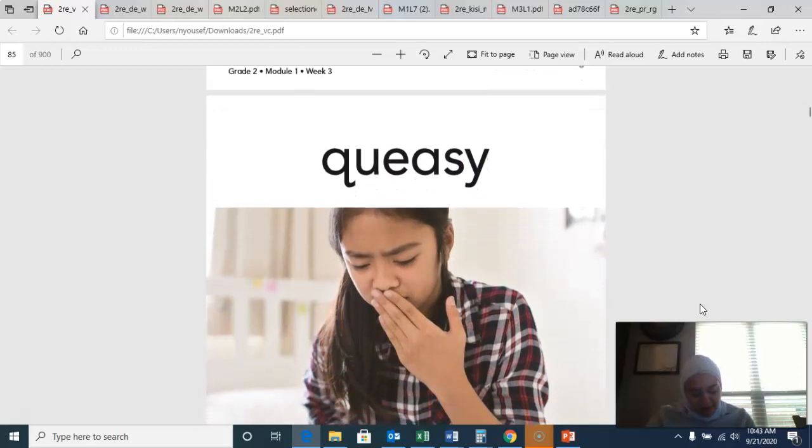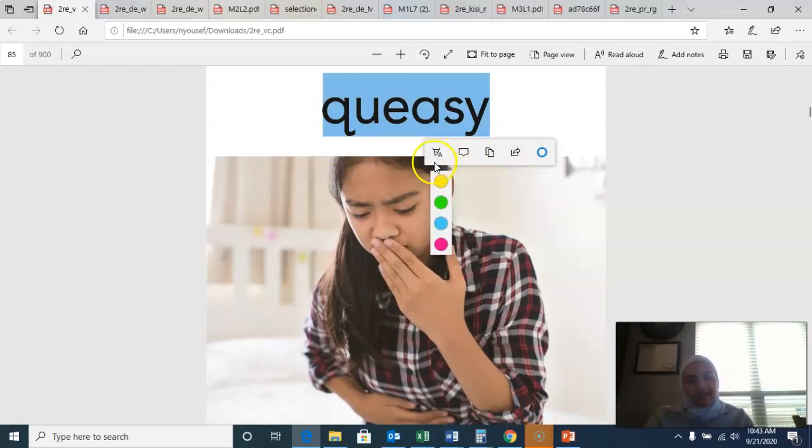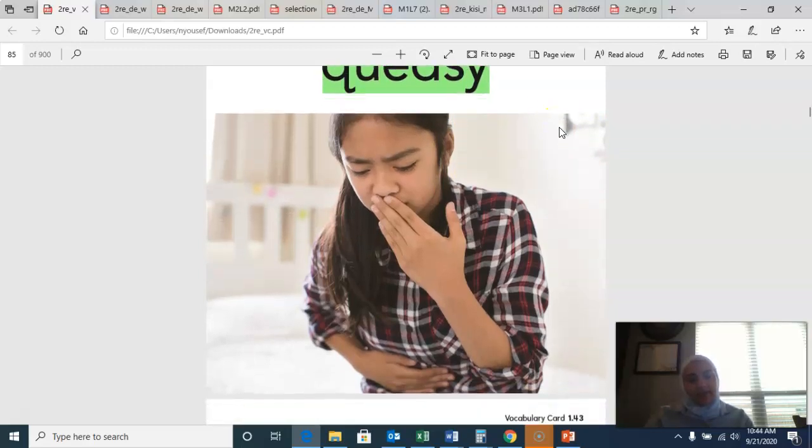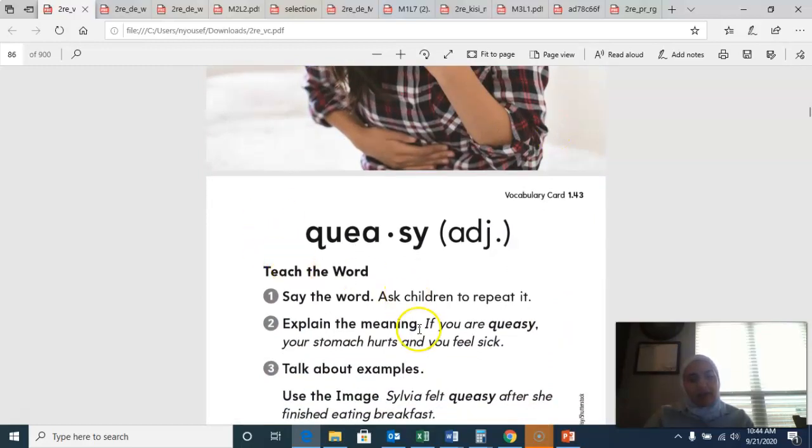All right, the next word is queasy. It makes me queasy to see this picture. Ugh, queasy. It makes me queasy if I eat junk food before I go to sleep. What is queasy? If you are queasy, your stomach hurts and you feel sick. So to feel sick, to feel like you have to throw up, that's to feel queasy.